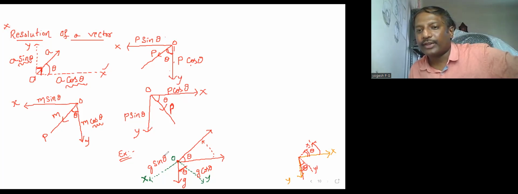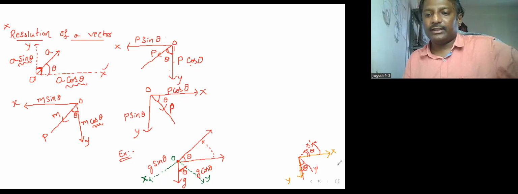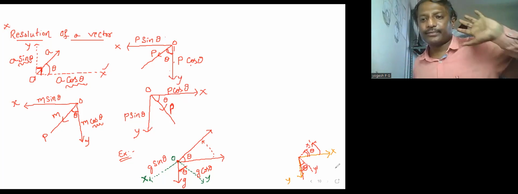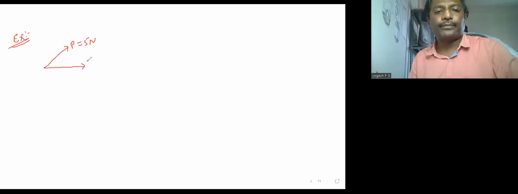I hope you got the concept of resolution of a vector, students. Any doubt related to this addition and the resolution of vectors? Okay. Now, one last example. I'm going to give one vector P, 5 Newton. Along x-axis, it is equal to 2.5 Newton. What is angle theta?